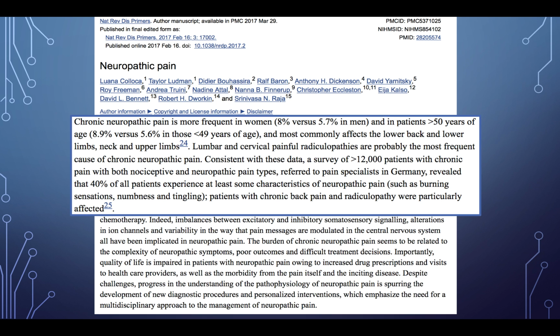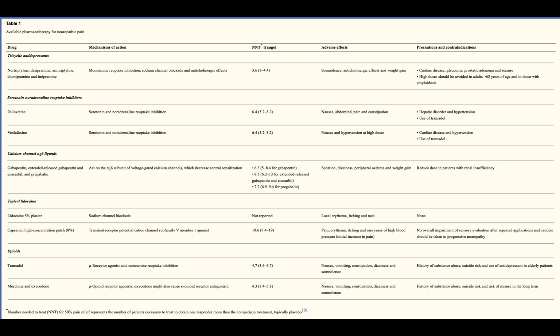So back to this paper, chronic neuropathic pain is actually more frequent in women than men. Men always seem to get off easier. Just kidding, guys. Sorry, but we do. And in patients over 50 years of age, it most commonly affects the lower back and lower limbs, neck, and upper limbs. So neuropathic pain is walking in our offices every day, I'm sure. Lumbar and cervical painful radiculopathies are probably the most frequent cause of chronic neuropathic pain. And consistent with these data, a survey of greater than 12,000 patients with chronic pain with both nociceptive and neuropathic pain types referred to pain specialists in Germany. I don't know why they didn't come to the States. No, I'm just kidding. It revealed that 40% of all patients experience at least some characteristic of neuropathic pain, which is the burning, numbness, tingling, with chronic low back pain or radiculopathy being particularly affected. So we see it all the time in the office.